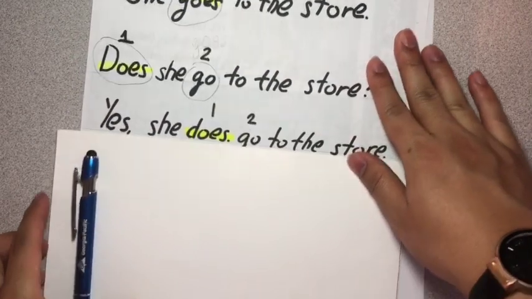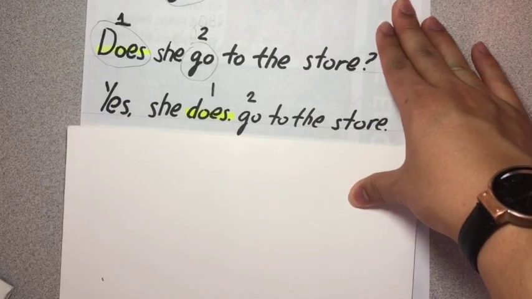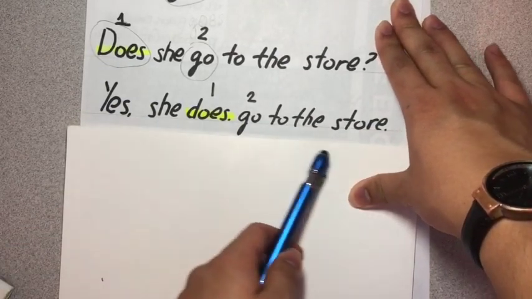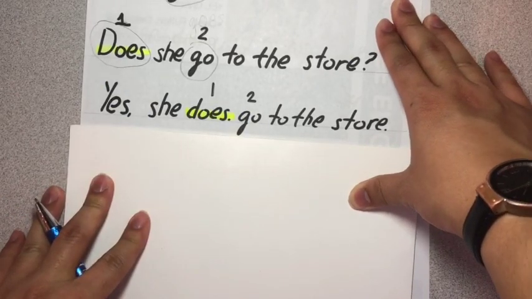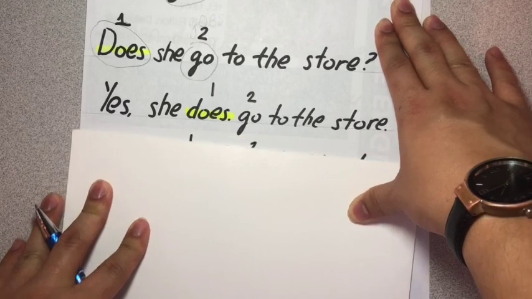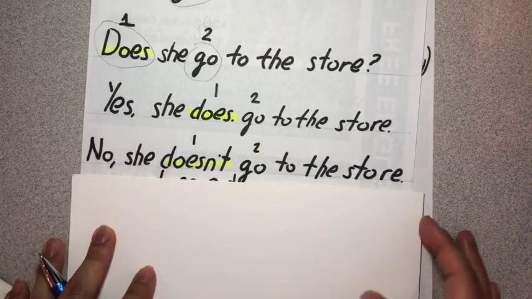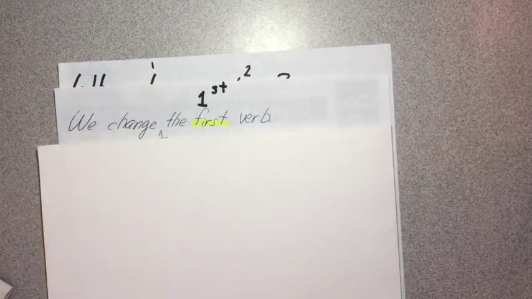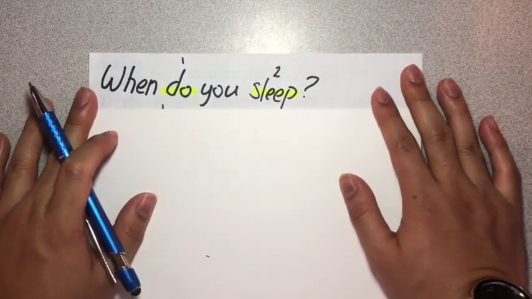So does she go to the store? Yes, she does. She does go to the store. Does she go to the store? No, she doesn't. She doesn't go to the store. So, in present, we only change the first verb. The same is true for the past tense.